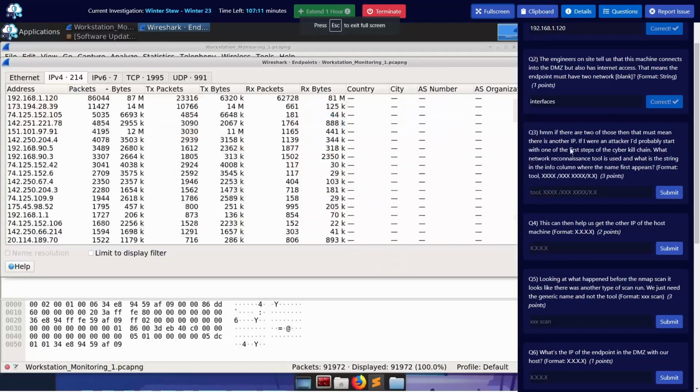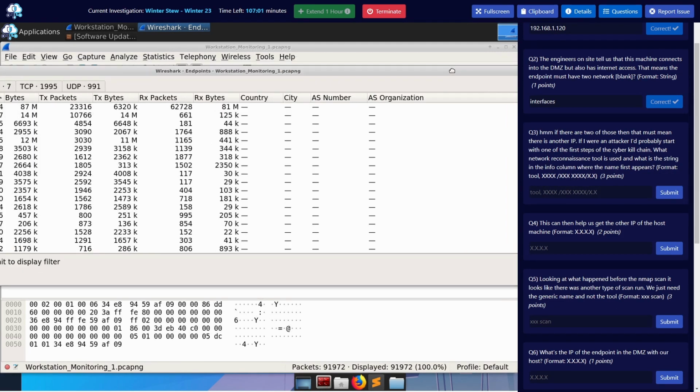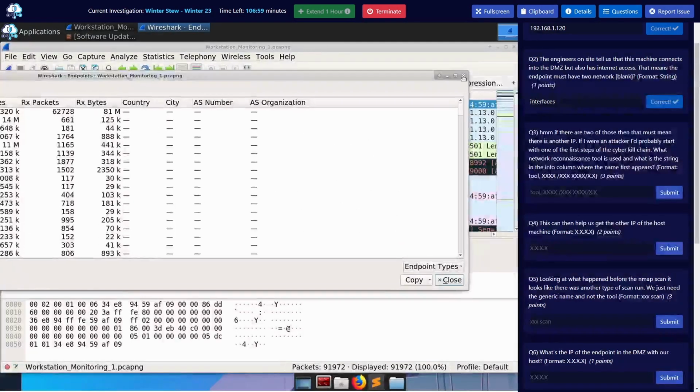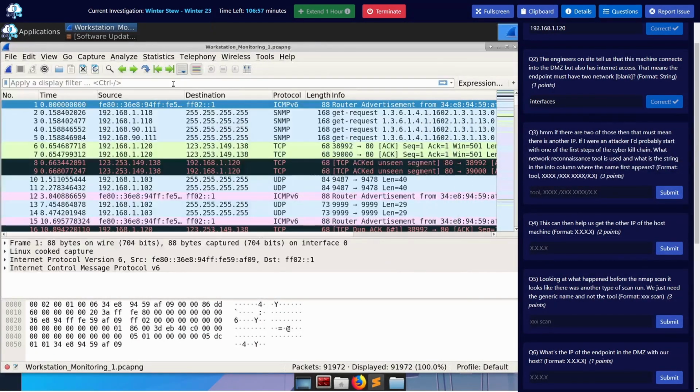Just jump back into full screen. Two of those must mean there's another IP. So we want the tool and then the string, and we have a format for the string that we're looking for. Based on the following question, we know that nmap is probably there. We can do essentially a string search within.